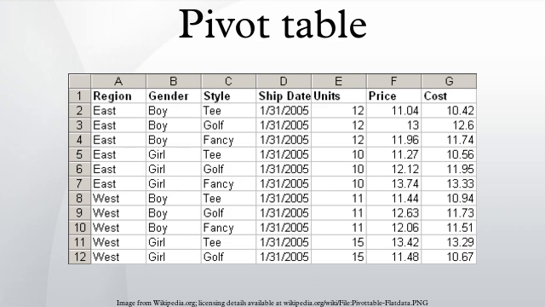ZK, an AJAX framework, also allows the embedding of pivot tables in web applications. PostgreSQL, an object-relational database management system, allows the creation of pivot tables using the tablefunc module.